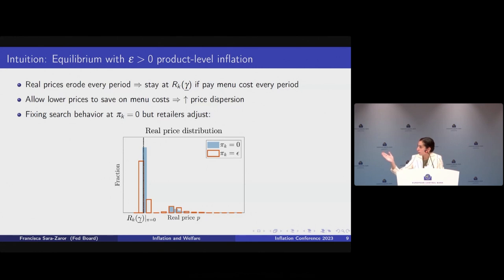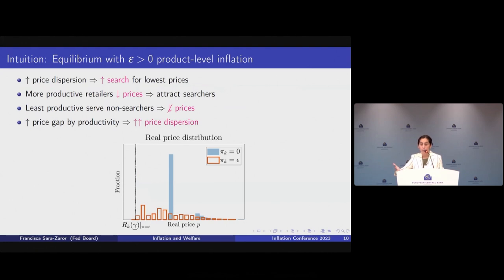So in this plot, what you can see is that the blue bars represent the equilibrium at zero product level inflation. And the red bars are the same equilibrium, but when we only allow retailers to re-optimize as inflation increases. So when search behavior stays fixed at zero, but inflation increases a little bit, we will observe that price dispersion also increases a bit.